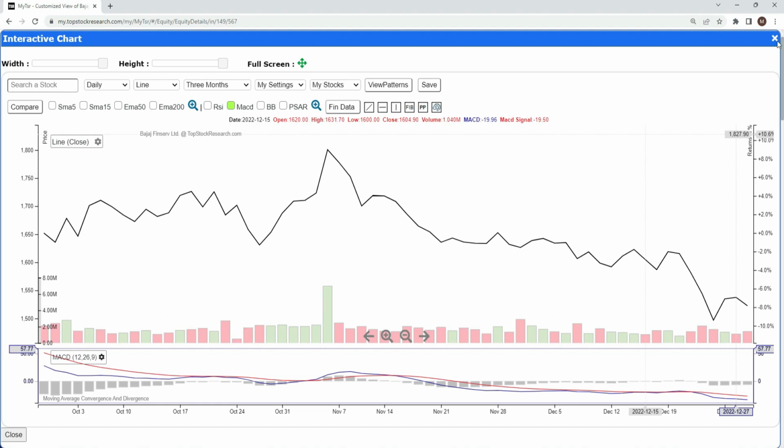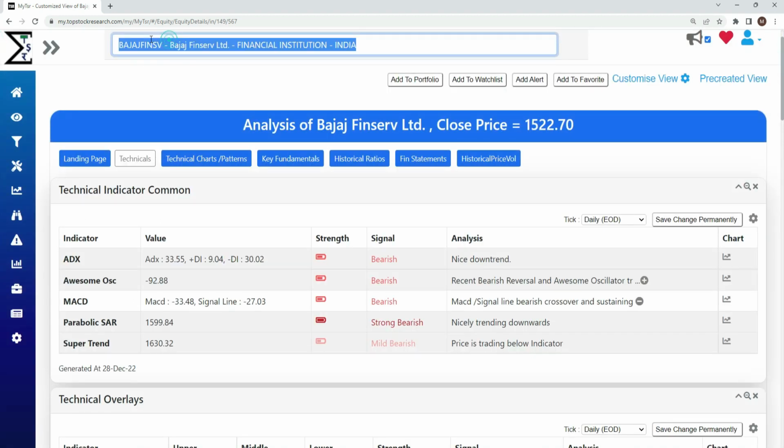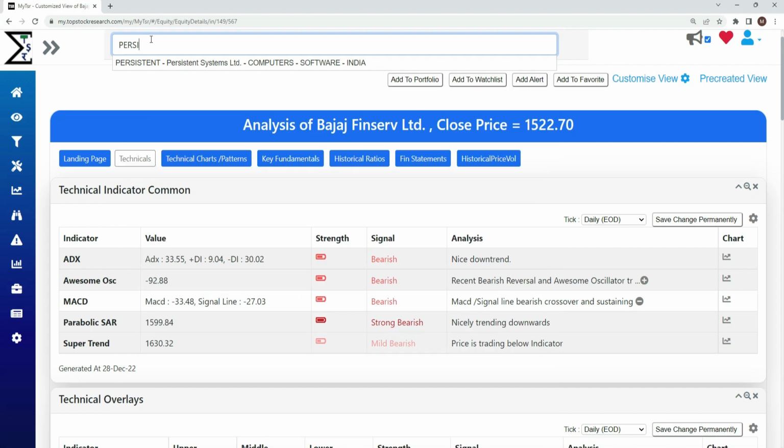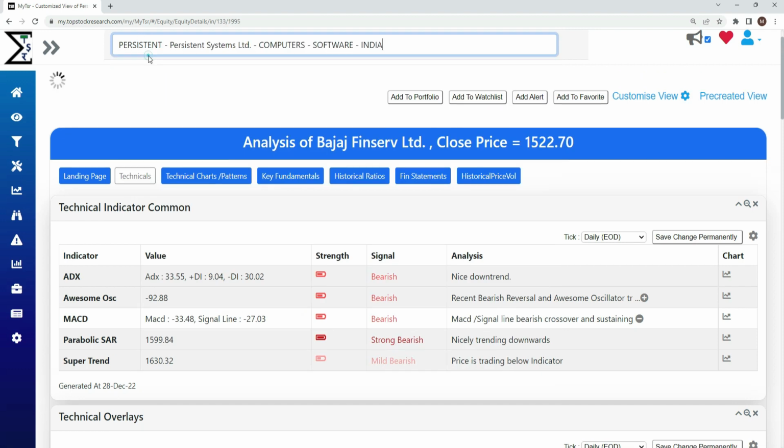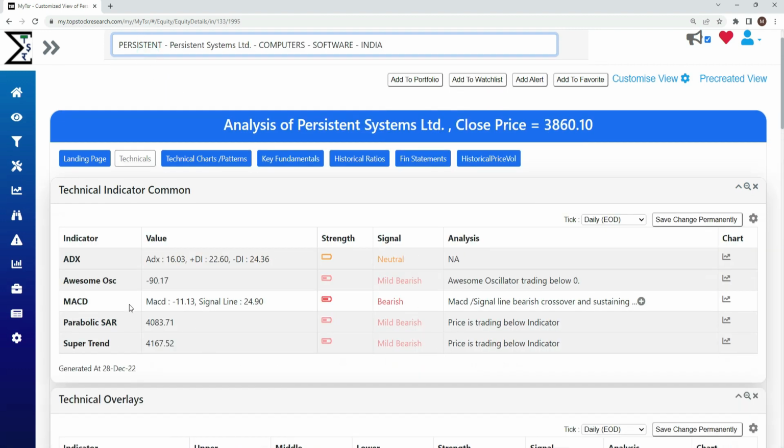Persistent is another example. Let's see where Persistent is as far as moving average convergence divergence is concerned. Again, this is bearish, not a great stock to be picked, but if you see, MACD is clearly in the negative territory, whereas the signal line is far ahead. Again the commentary is pretty similar: it's a bearish crossover and that is sustaining.